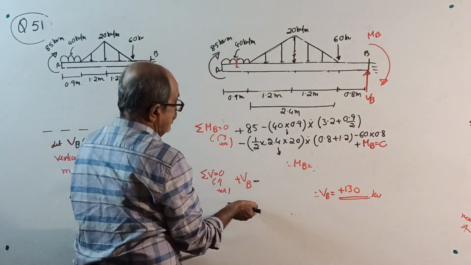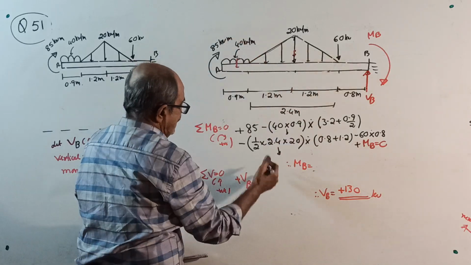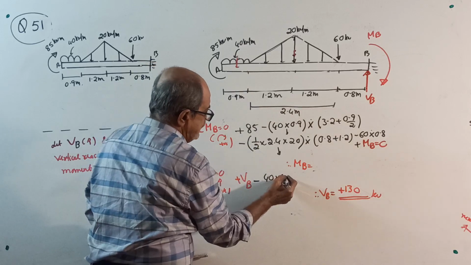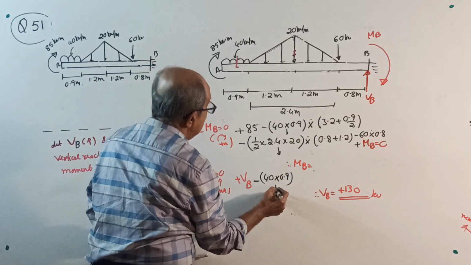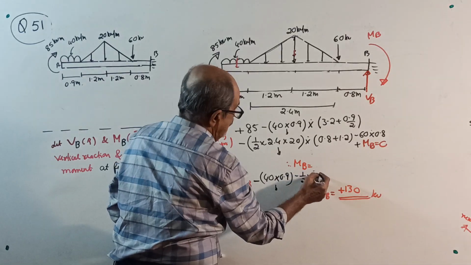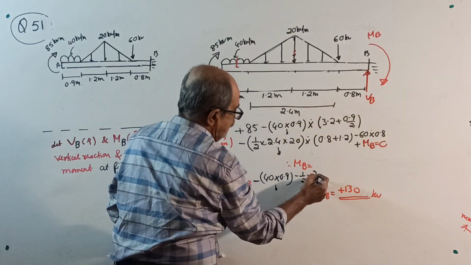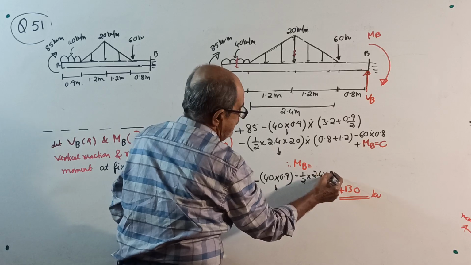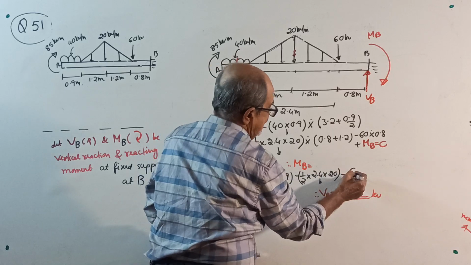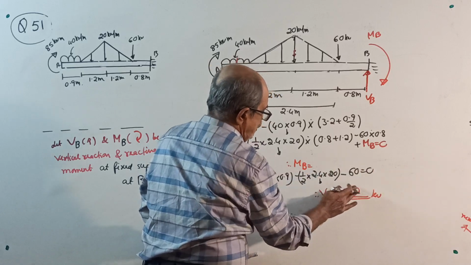Sigma V equals 0, upward positive: VB minus 40 into 0.9, which is the total load for the UDL, minus half into the total loaded length, 2.4 into 20, that is the total load, minus 60 equal to 0, you get the value of VB.